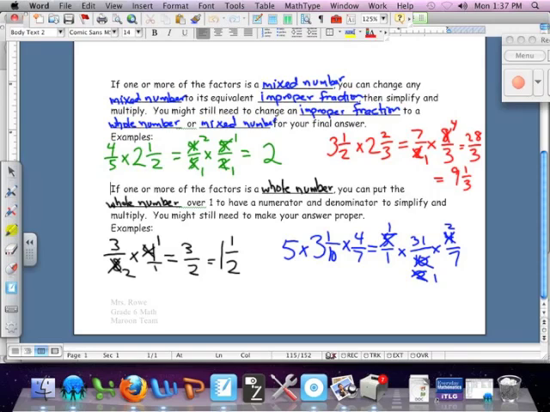So what do I get as my product when I multiply across the top and multiply across the bottom? 62 over 7, and then we go, oh no, one more step because that's not proper. What do we get when we make that proper? 8 and 6/7.